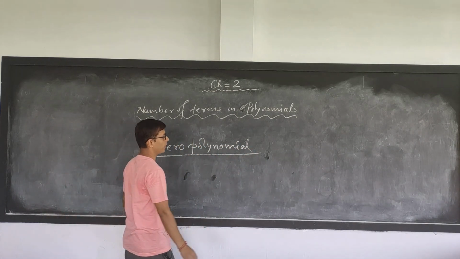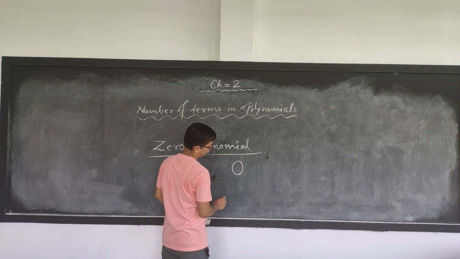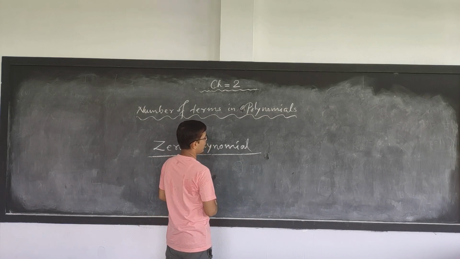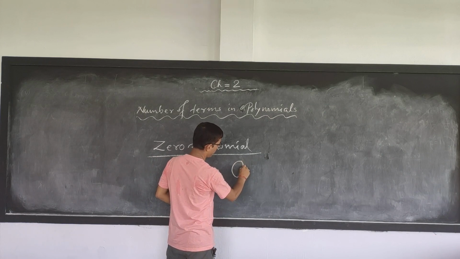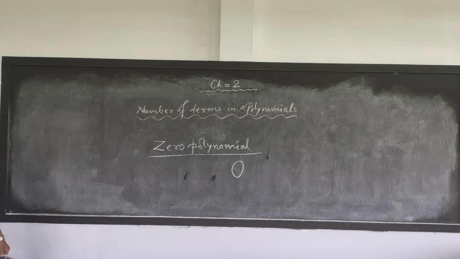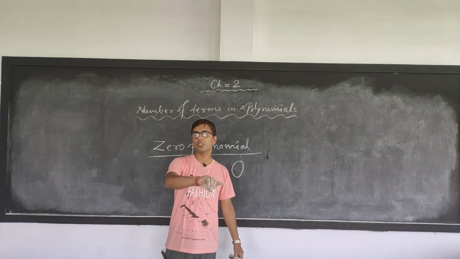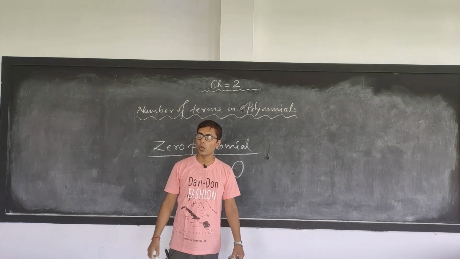Zero polynomial. See, if a polynomial contains only one term, that is 0 itself, it is called zero polynomial. What is the degree of a zero polynomial? What I said, degree of the zero polynomial is not defined.